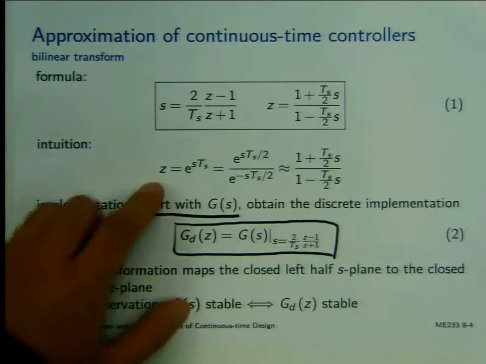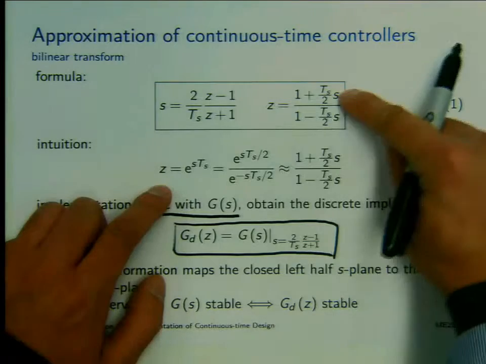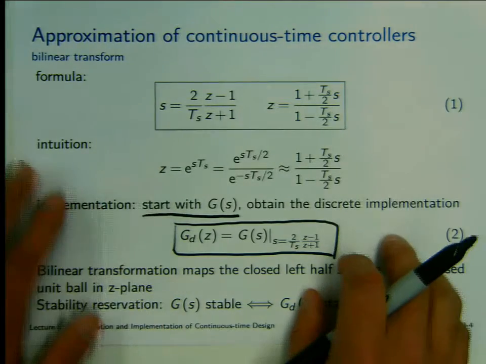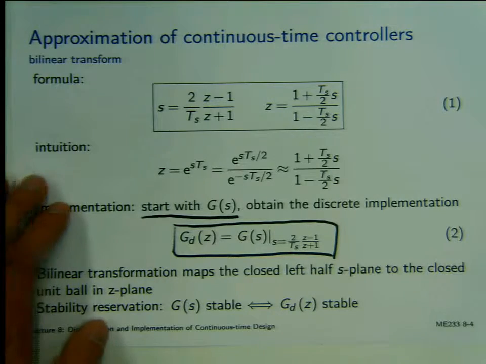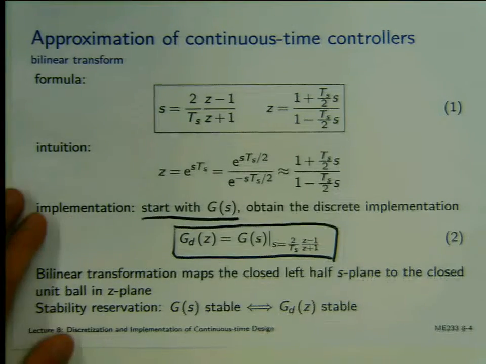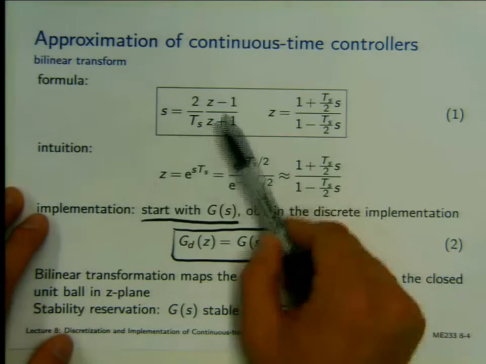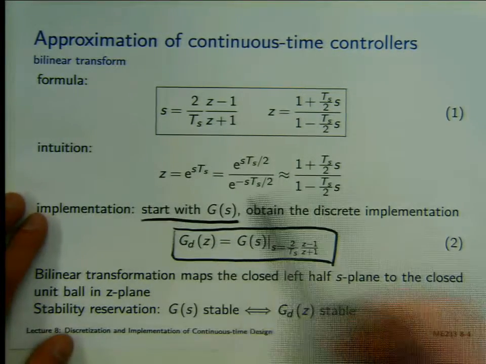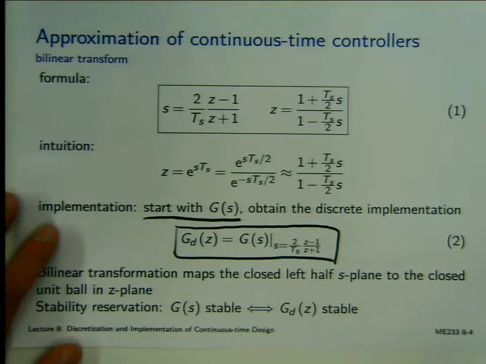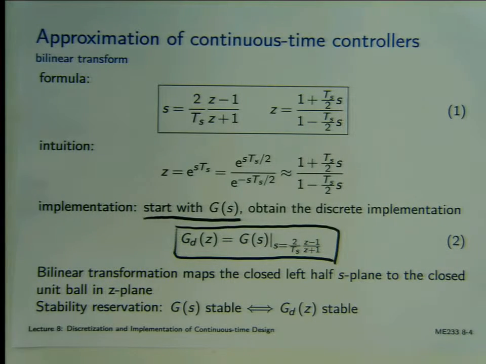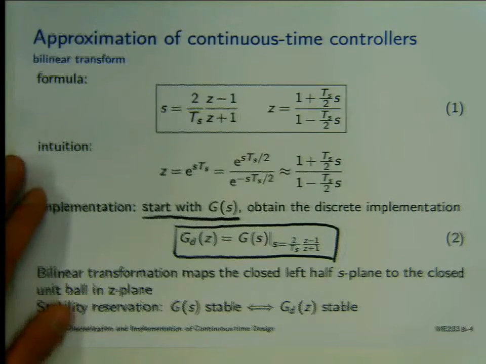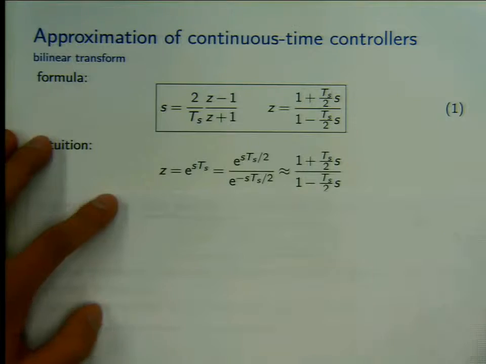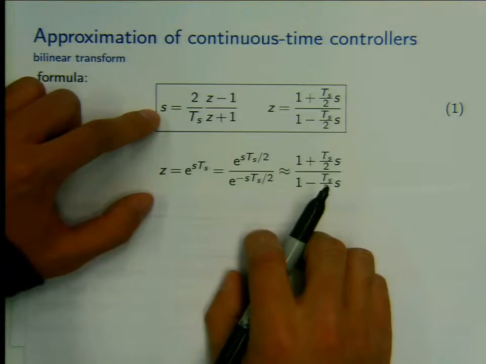Okay, you see exactly now z equals 1 plus Ts divided by 2 times s, over 1 minus Ts divided by 2 times s. As you learn more and more, sometimes it's confusing to remember these equations. But if you get the intuition here, you can derive the bilinear transformation very easily.